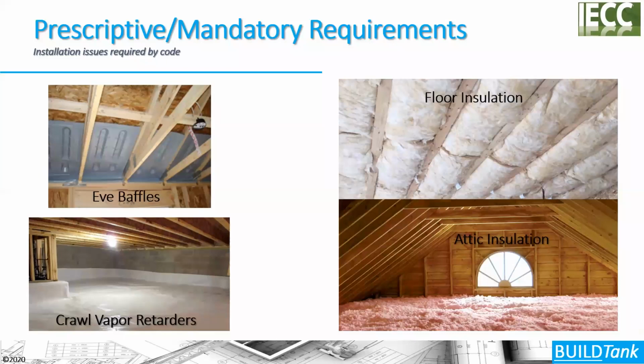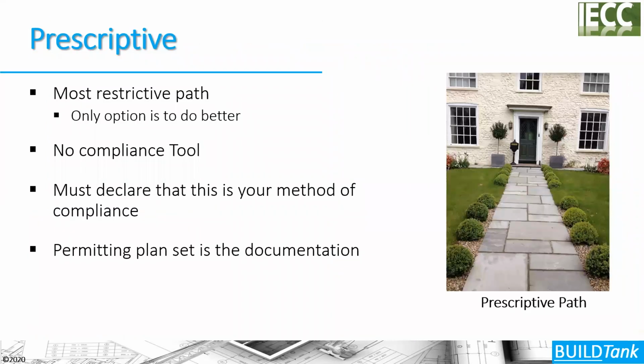And generally speaking, those things that are talking about how you install something, those are mandatory. Those things that are talking about R value in the prescriptive section, those are not mandatory. Those are things that can be traded off. So the prescriptive section overall is our most restrictive pathway. So if you're looking for flexibility, you're going to immediately move beyond the prescriptive pathway in the code.